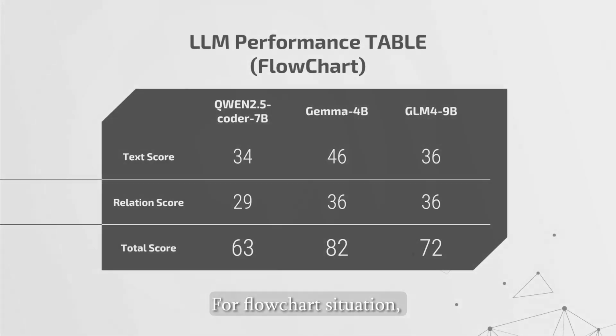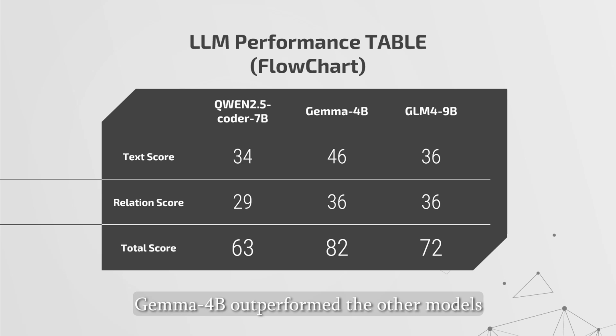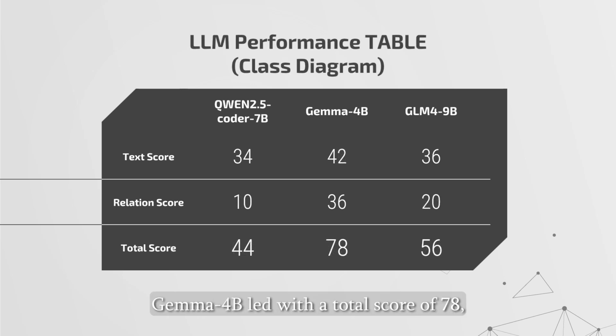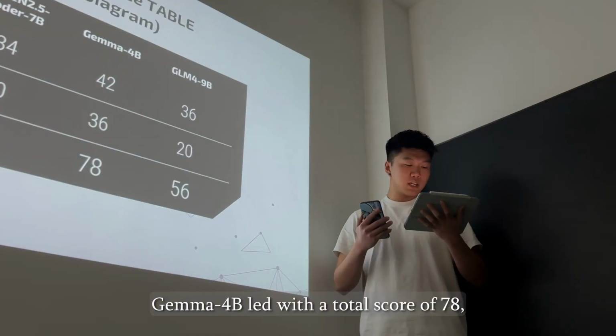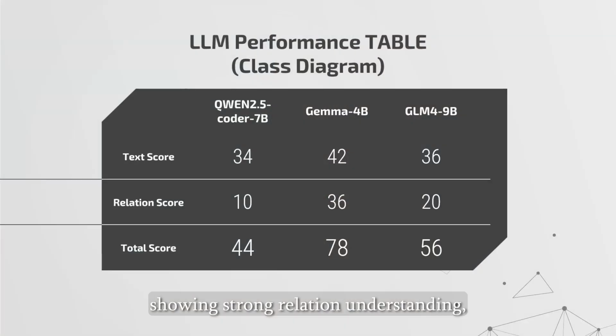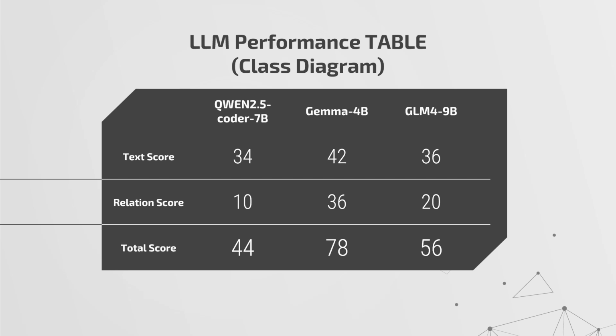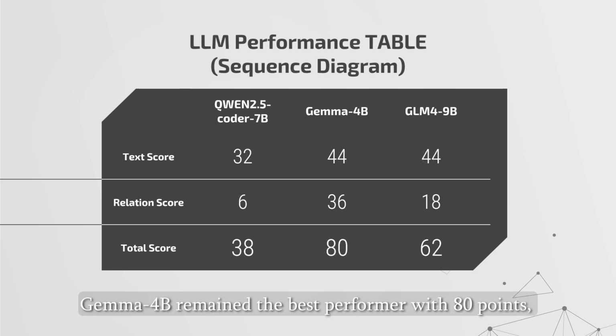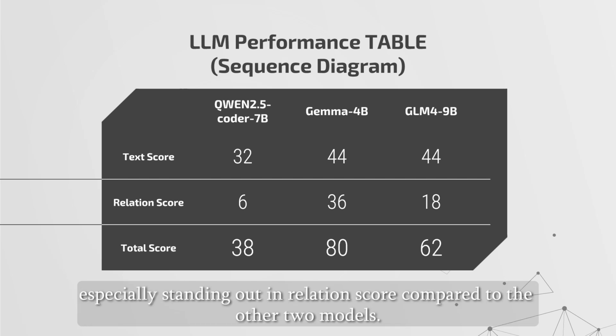For the flowchart situation, Gemma 4B outperformed the other models with the higher total score of 82, followed by GLM4 9B and Qianwen 2.5 Coder 7B. For the class diagram situation, again, Gemma 4B led with a total score of 78, showing strong relation understanding, while Qianwen 2.5 struggled with only 44. For the sequence diagram situation, Gemma 4B remained the best performer with 80 points, especially standing out in relation score compared to the other two models.